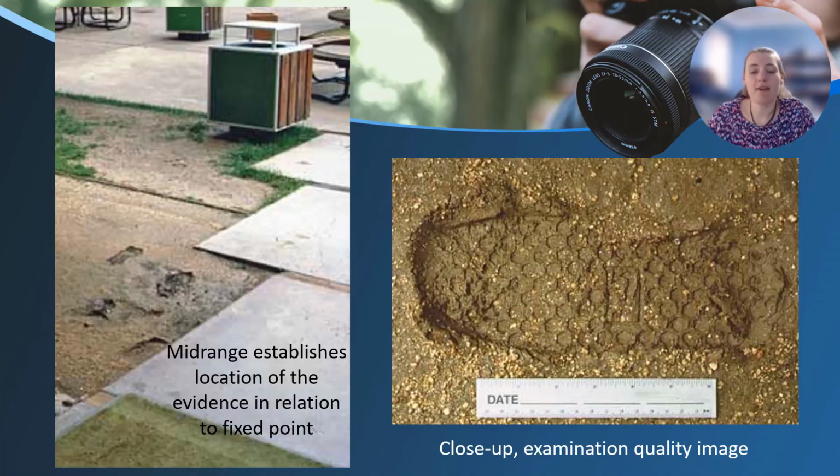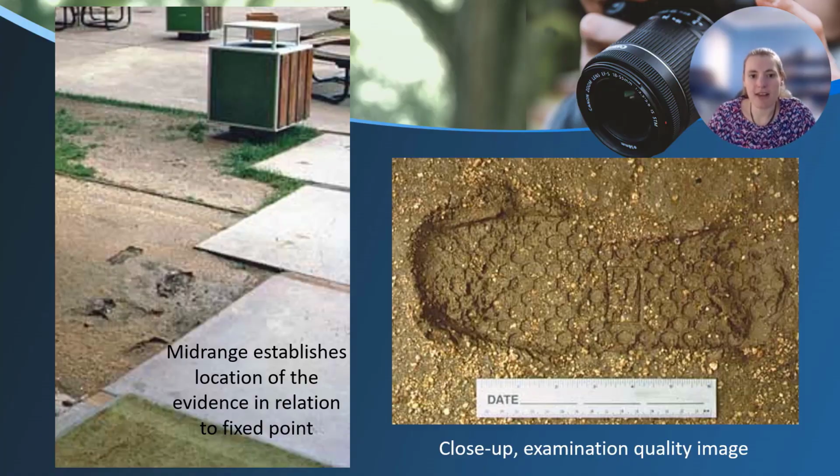Here's an example of a mid-range and a close-up photograph. Notice that the mid-range image includes a fixed feature of the scene, in this case, the concrete blocks. In order to reduce the measurement distortion in mid-range photographs, it's best practice to have the evidence and the fixed point in a straight line across the image. This puts both features at the same distance away from the camera, and that's going to eliminate perspective distortion, and it allows the viewer to better identify the spatial relationship between the evidence and the fixed point.